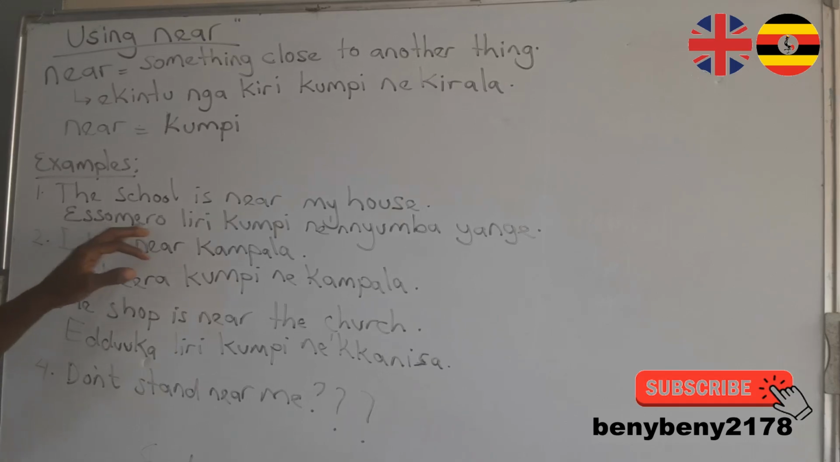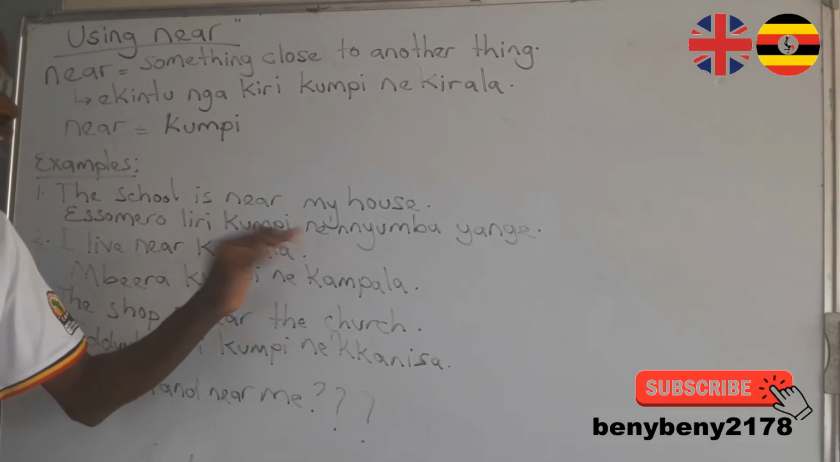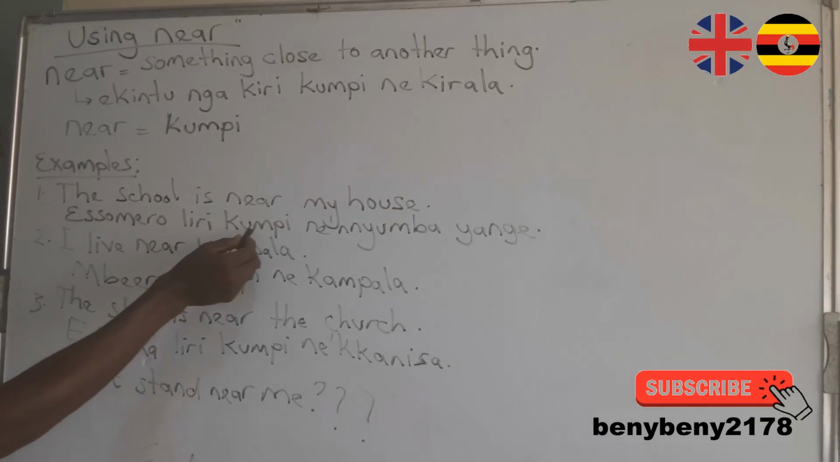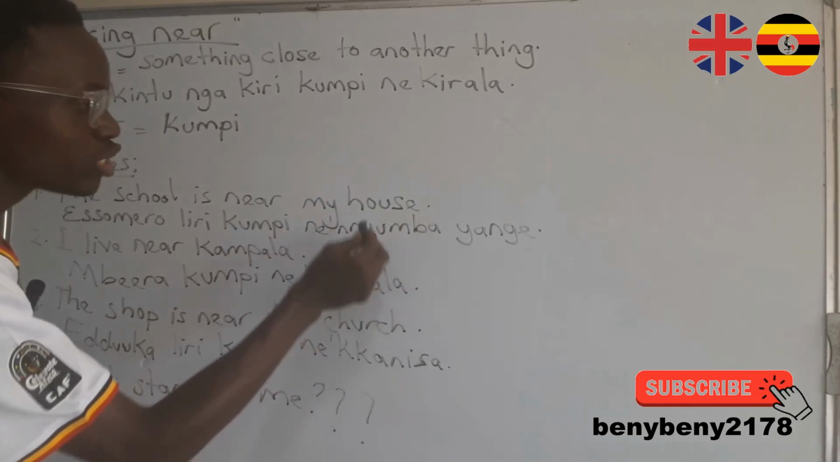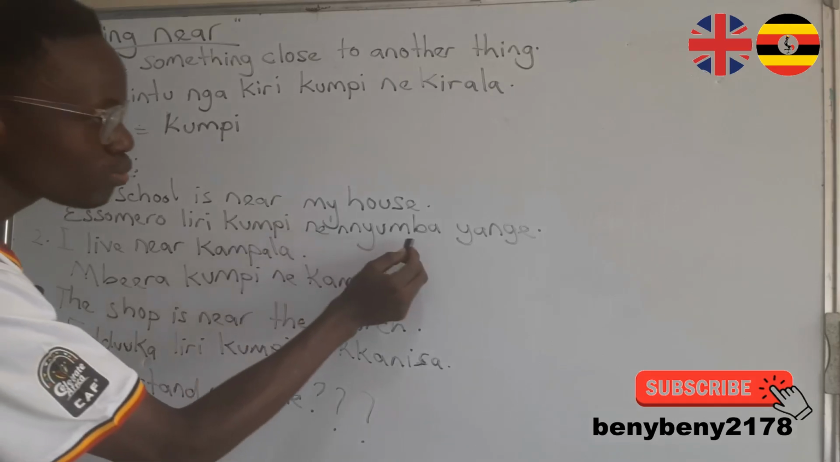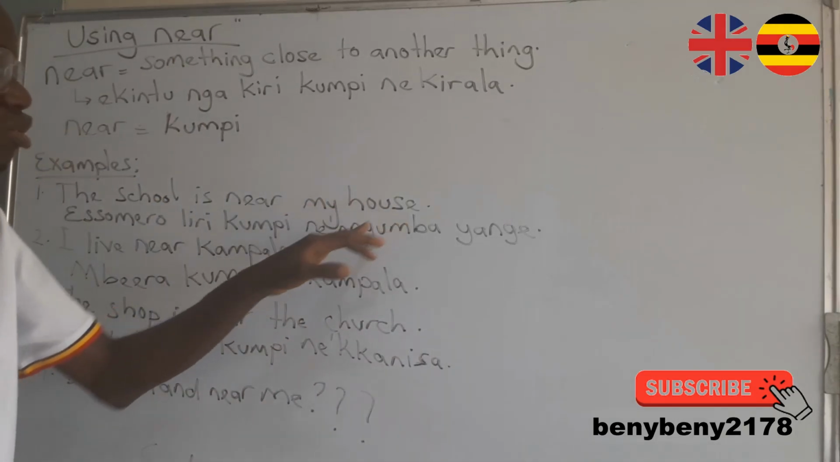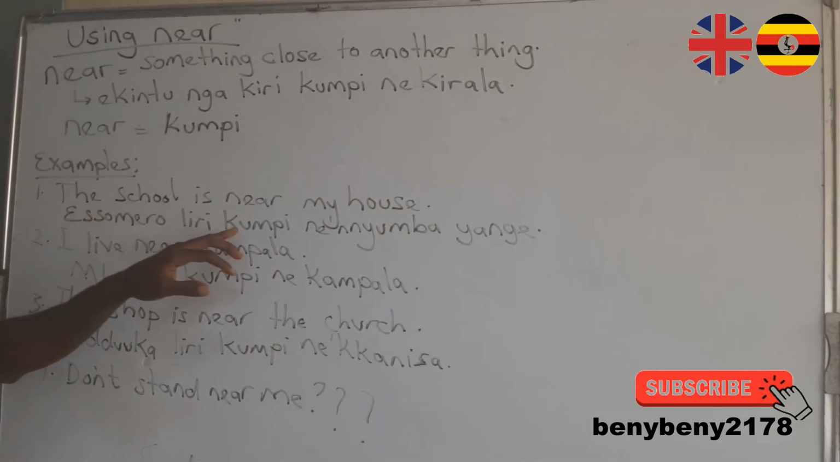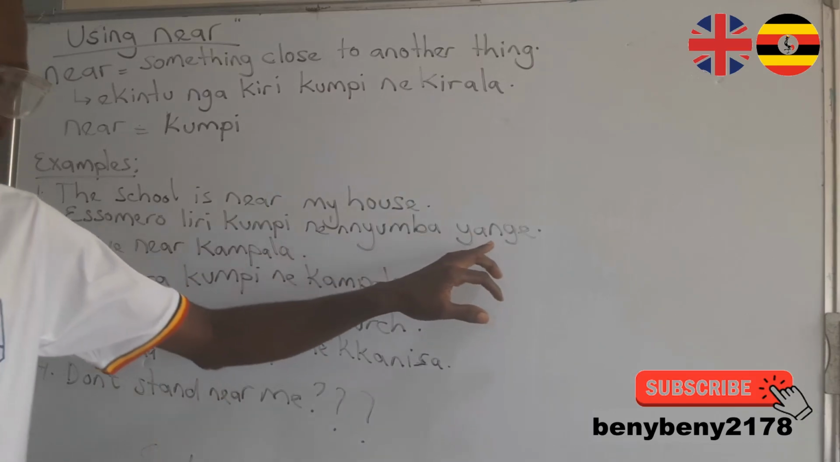So, esomero liri kumpi ne. Most of the times when you're using this kumpi, esomero liri kumpi ne nyumba. So, house is nyumba. Esomero liri kumpi ne nyumba yange. My house, nyumba yange. Okay? So, esomero liri kumpi ne nyumba yange.